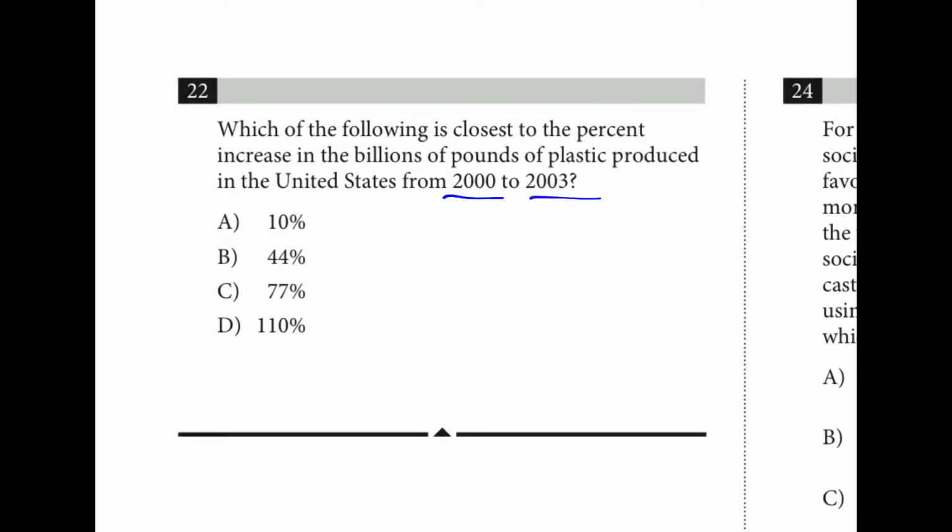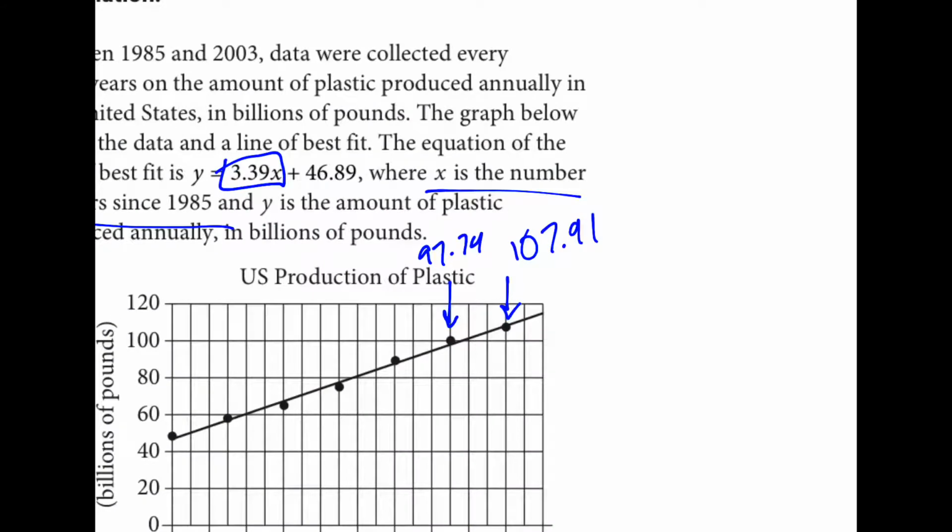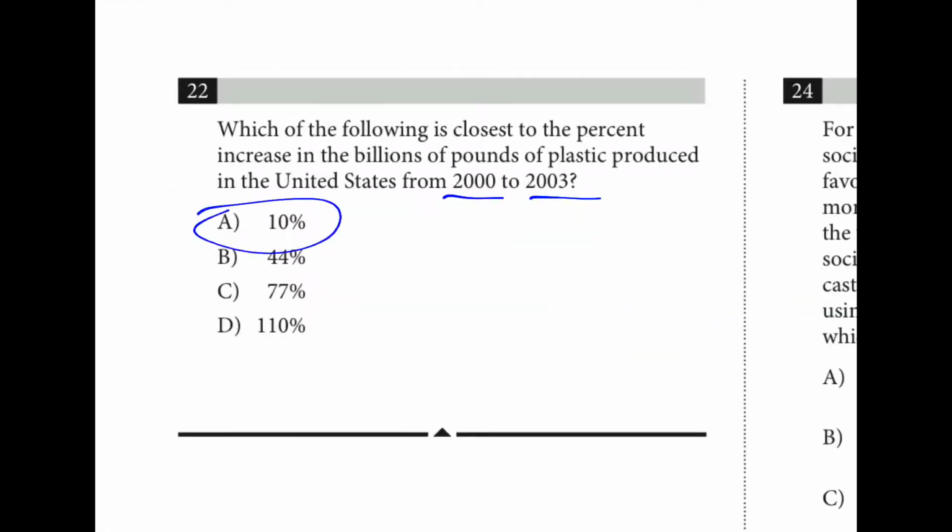22, from 2000 to 2003. So you could try to look at the graph here and figure that out, but I think it's probably better just to use the equation. So if I plug 15 and 18 into this line of best fit, these are the two numbers I get. So then I can take 108, let's say, divided by 98. This gives me 1.10, which means I had a 10% increase. A.